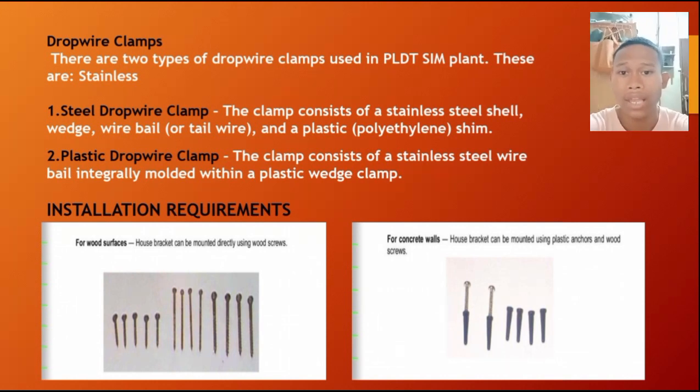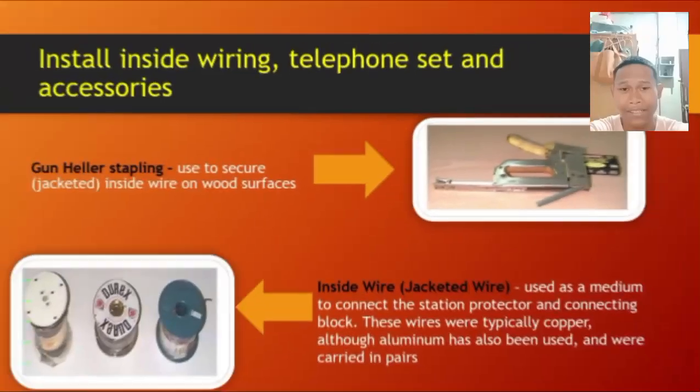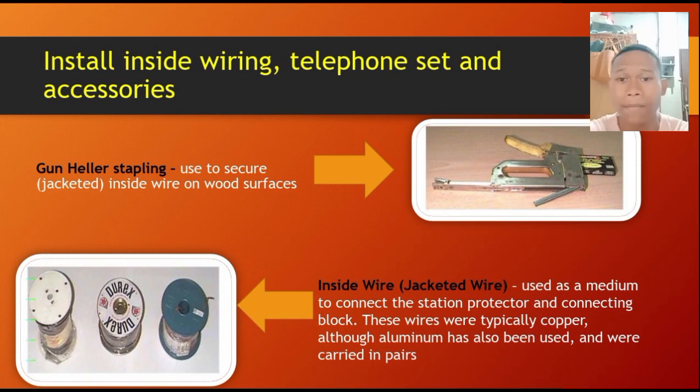Next is the installation requirements. For wood surface, house bracket can be mounted directly using wood screws. For concrete walls, house bracket can be mounted using plastic anchors and wood screws. Next is the gun tacker stapling. So gun tacker stapling is used to secure jacketed inside wire on wood surface.